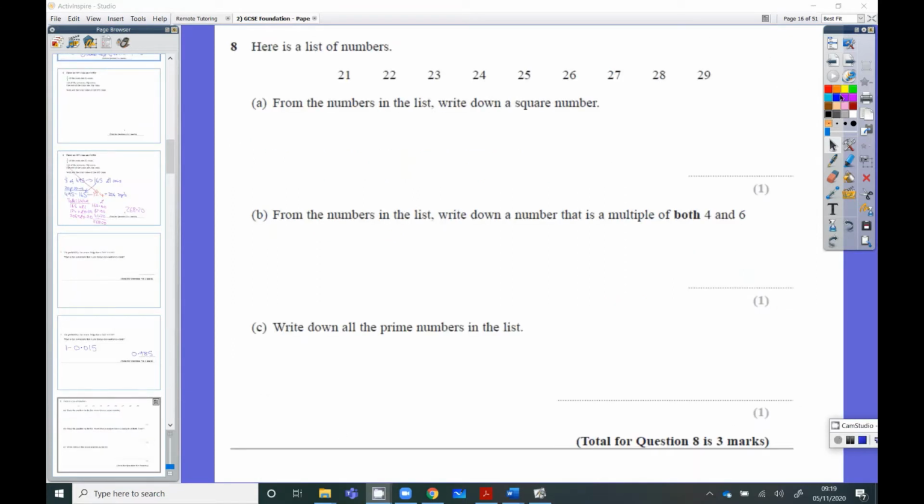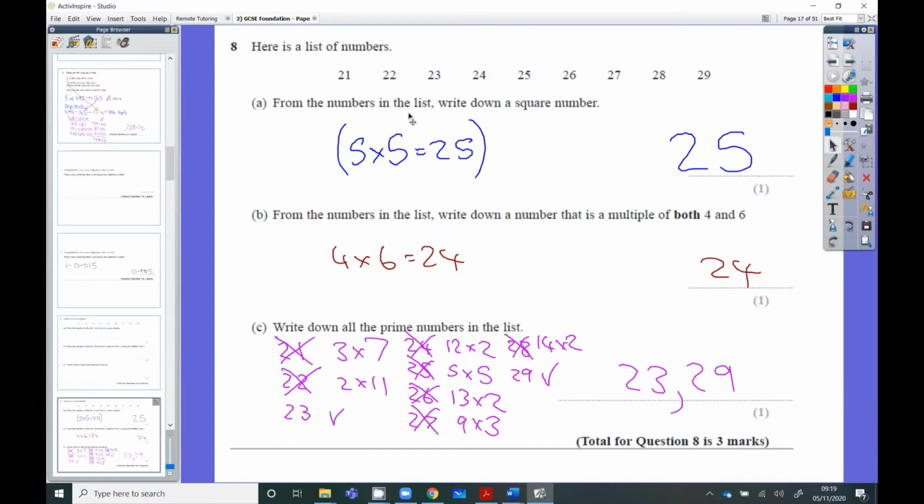Question 8. From the numbers in the list, write down a square number. Well, 25 is a square number because 5 times 5 equals 25. Now, from the numbers in the list, write down a number that is both a multiple of 4 and 6. Well, 4 6s are 24. So 24 is both in the 4 times table and in the 6 times table.